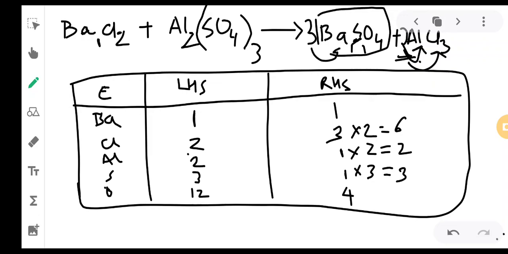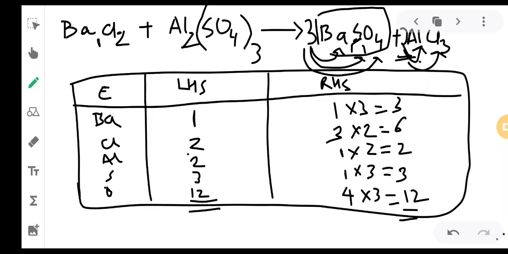This 3 will get multiplied with barium, with sulfur, and with oxygen. So barium will become how much? 3 in number. On the right hand side, barium will become 3 in number, and oxygen will also get multiplied with 3. So oxygen will become 12. Now oxygen is balanced on the left hand side and on the right hand side.